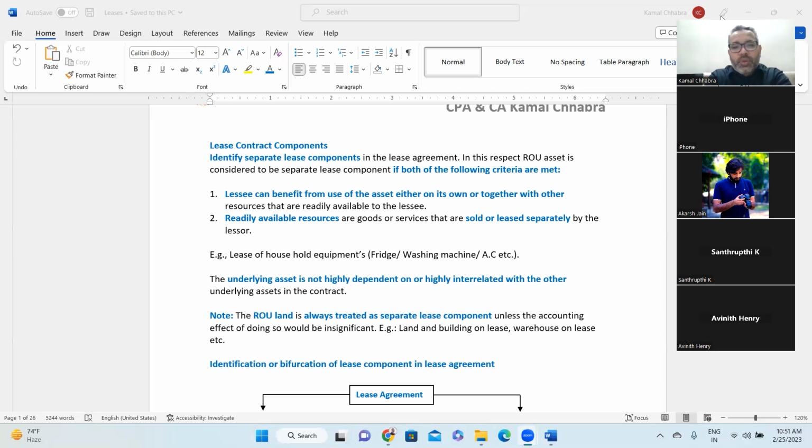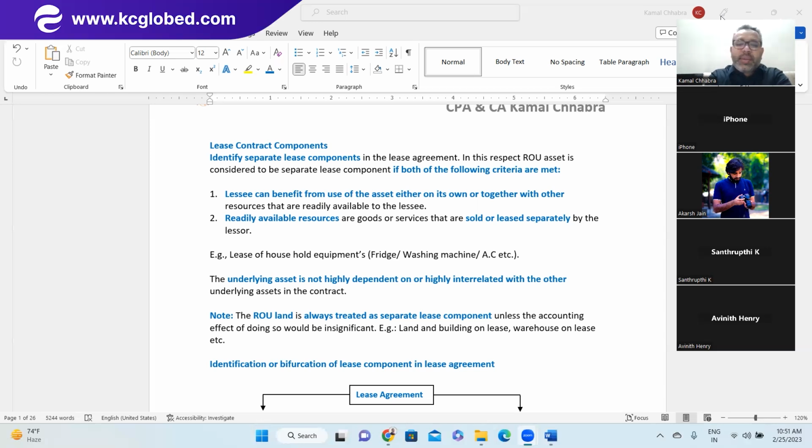If you see the first point, the lessee can benefit from the use of the asset either on its own or together with other resources that are readily available to the lessee. The second thing is, readily available resources are goods or services that are sold or leased separately by the lessor. If these two conditions are met for any particular asset, then that asset is considered a separately identifiable asset.